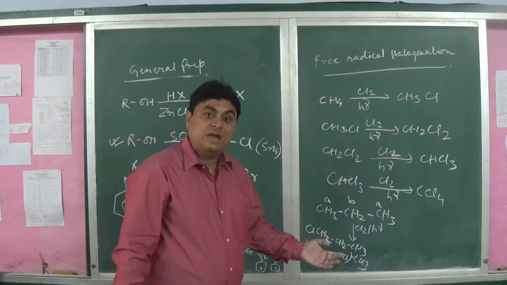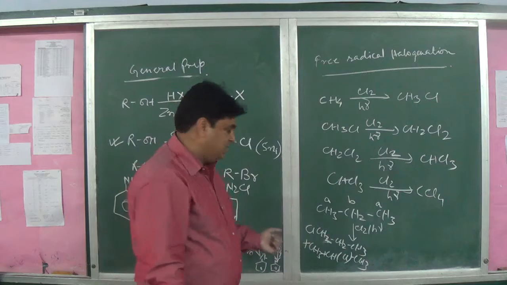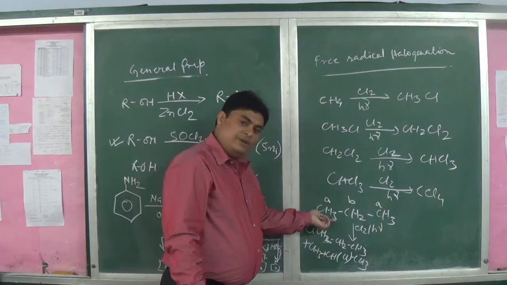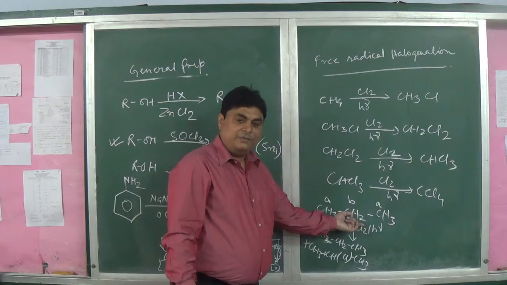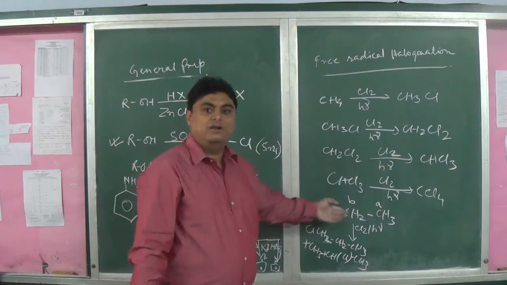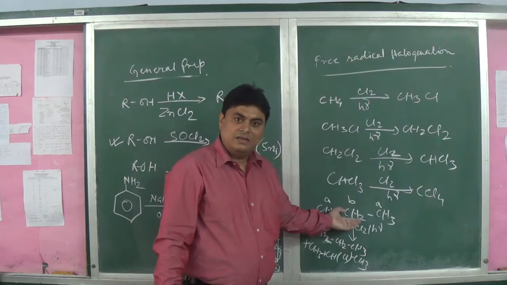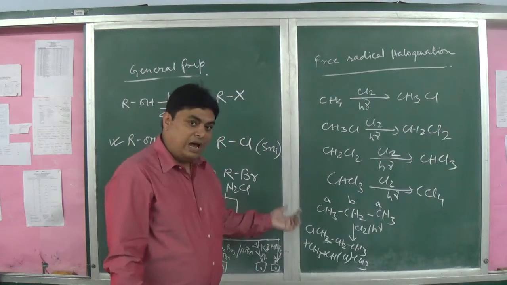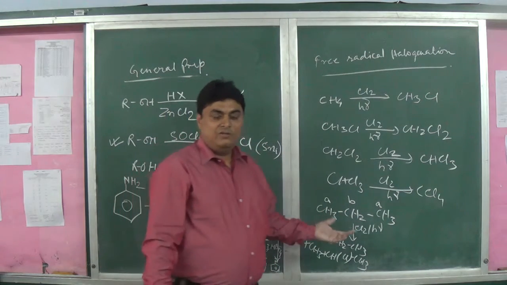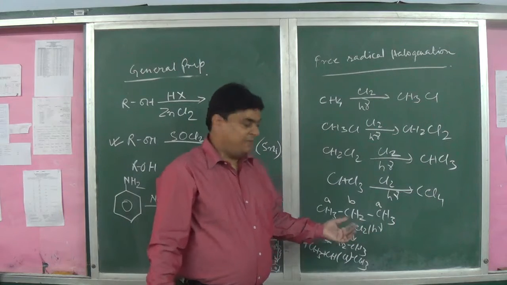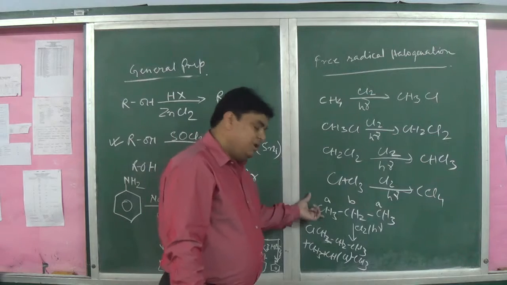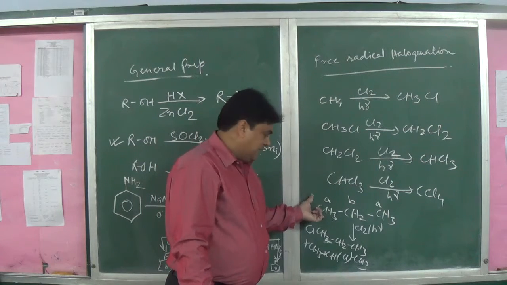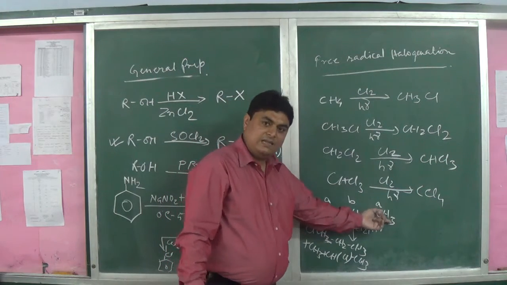If you are asked for dihalo derivatives, then you see 2 hydrogen can be removed from here, 2 hydrogen also can be removed from there. That means again we are having 2 dihalo substituted products. Identically, if you are asked how many trihalo substituted products can be obtained from propane, your answer will be only one. That is CCl3CH2CH3.